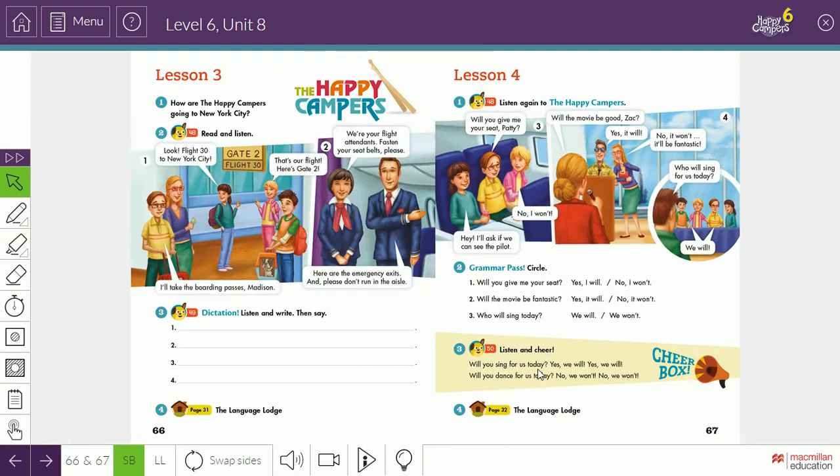Then we move to lesson three. In lesson three, we identified more air traveling vocabulary, such as, let me mark it in green, flight. Travel by flying, we call it a flight. Then gate is the door from where you go to the airplane. Boarding pass, we saw it before. Emergency exit. Then seatbelt, to fasten your seatbelt. Then flight attendant. So these are the new vocabulary about air traveling.